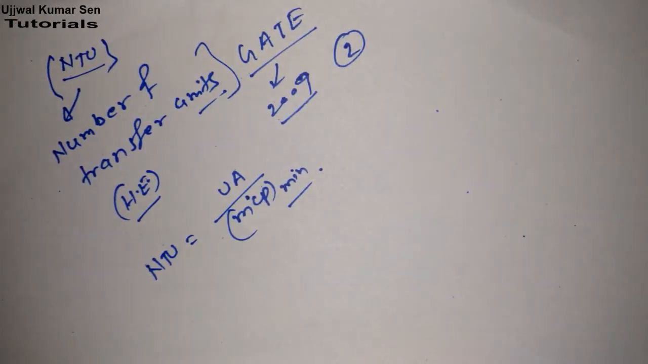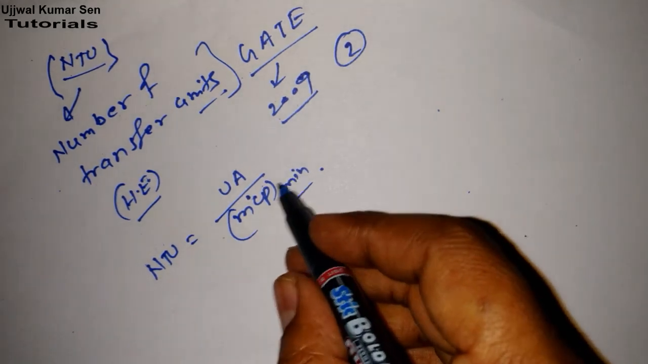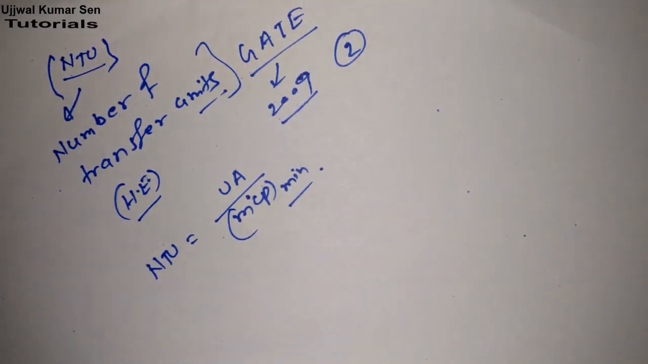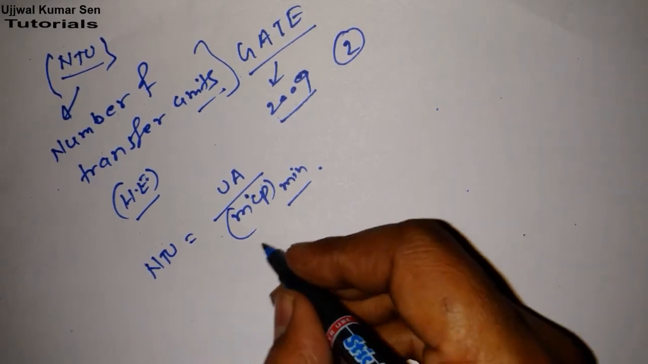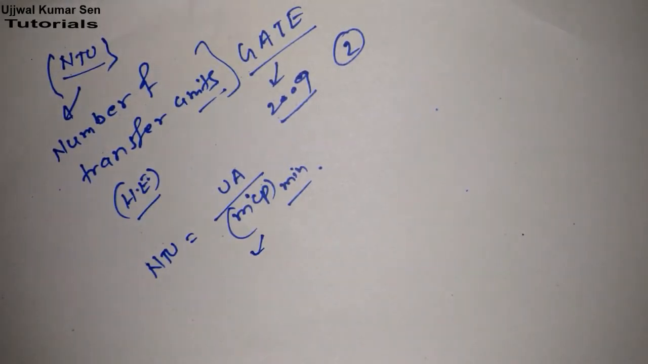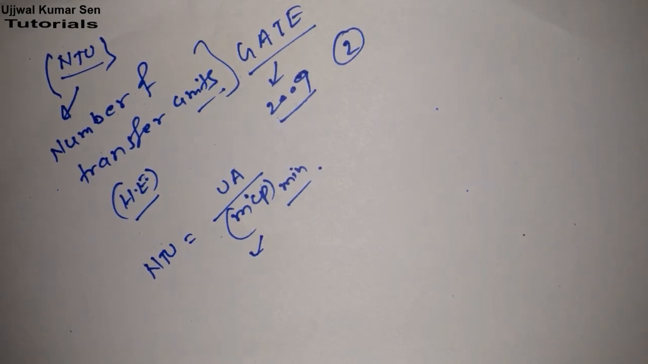That is important, because without knowing this concept we cannot solve problems easily and accurately, and we will be in confusion while solving if any question related to NTU is asked. So first of all we need to understand the basic concept, what is MCp. MCp is also known as heat capacity.